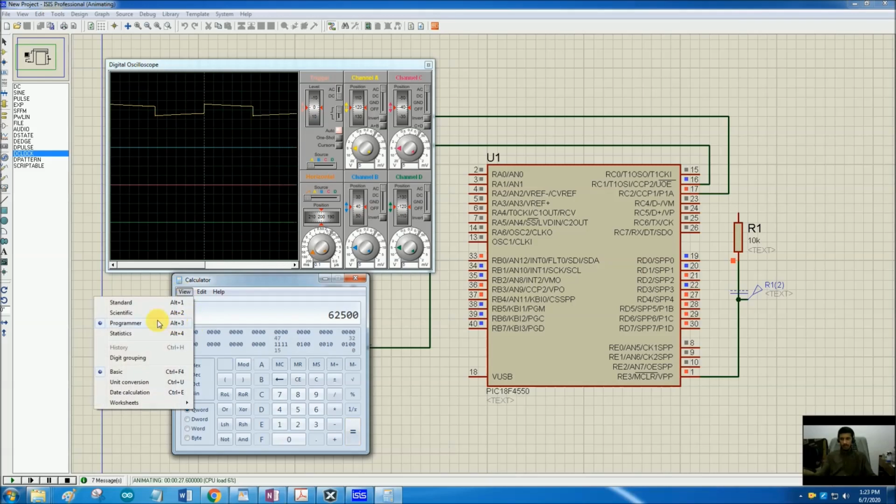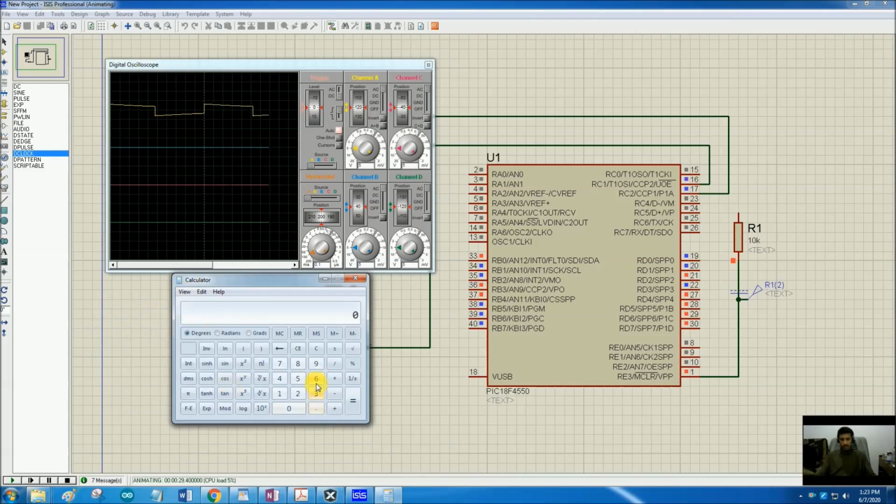62,500, if I go to the scientific mode, 62500 into 10 raised to the power minus 6, 1 over x into 1000000. So this becomes 16 Hertz, precisely 16 Hertz. We can measure 16 Hertz very precisely using this method. So the minimum frequency of 16 Hertz can be measured, and what should be the maximum frequency that can be measured? Now that is tricky.